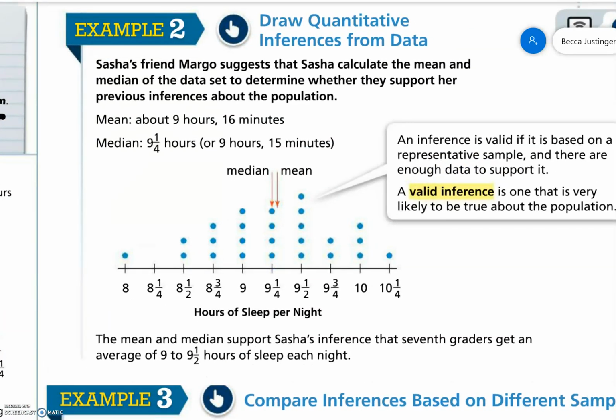All right, example number 2. Draw quantitative inferences from data. Quantitative means it's an actual number. So Sasha's friend Margot suggests that Sasha calculate the mean and median of the data set to determine whether they support her previous inferences of the population. The mean is about 9 hours and 16 minutes. The median is about 9 1/4 hours, or 9 hours and 15 minutes.